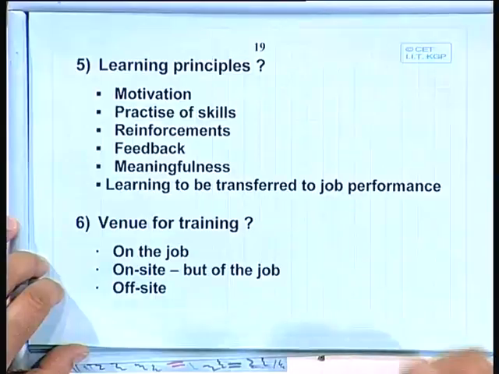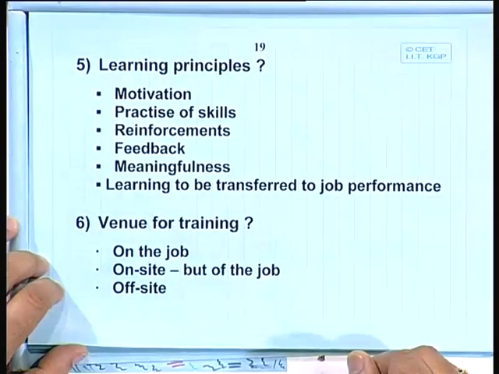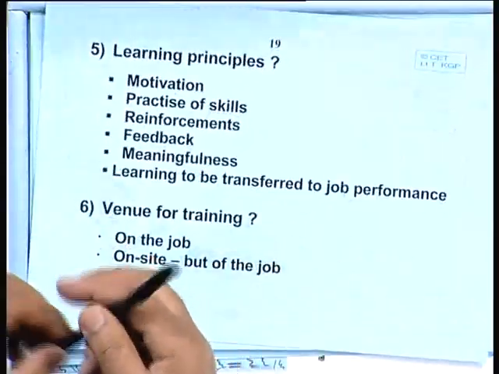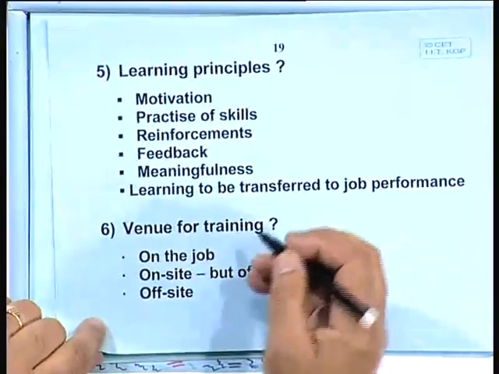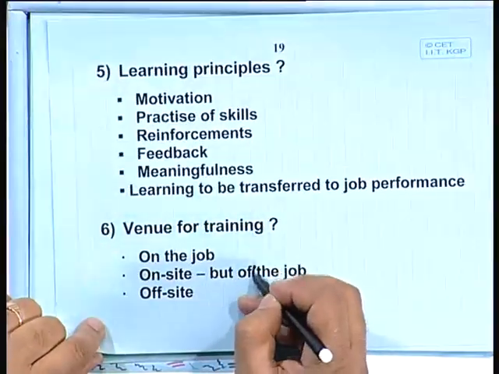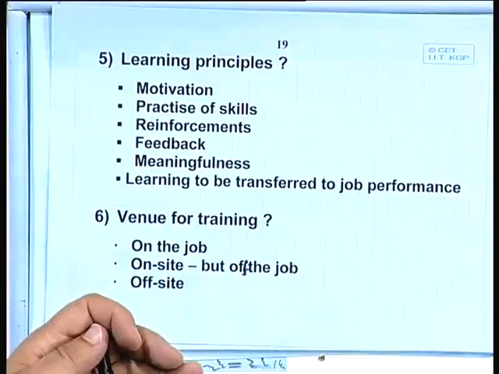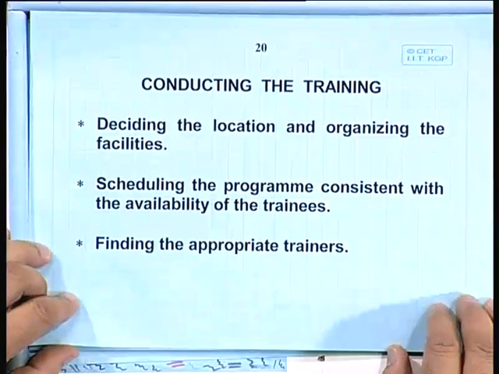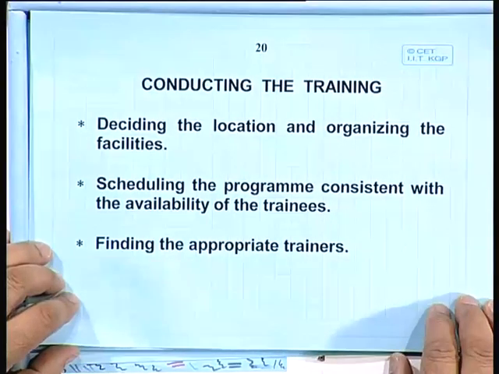Venue for training, on the job, off site and on site, but off the job. That means you go to the HR department's training room or seminar room. So, off the job, you are not in your job in the factory. Conducting the training, deciding the location, are you going to have it in Singapore, or are you going to have it somewhere in Calcutta, or are you having it in your own factory?